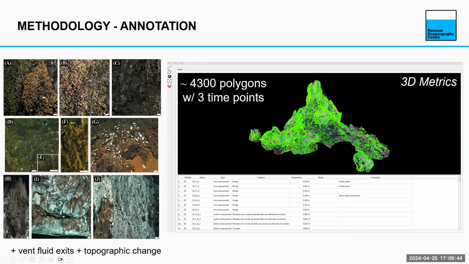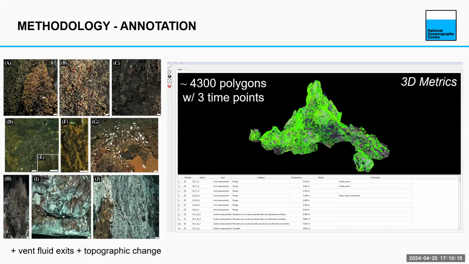Sorry, I misled myself. So basically, we annotated those substrata and vent fluid exits and topographic changes over the 3 edifices. We annotated 4,300 polygons, and because we had good enough registration, we were able to acquire a time series for each polygon. That's quite important for the next slide.